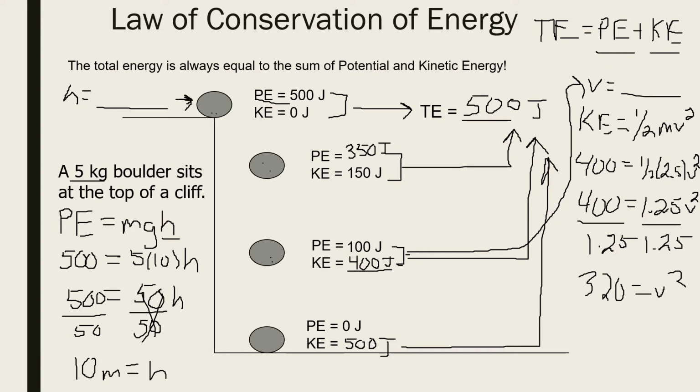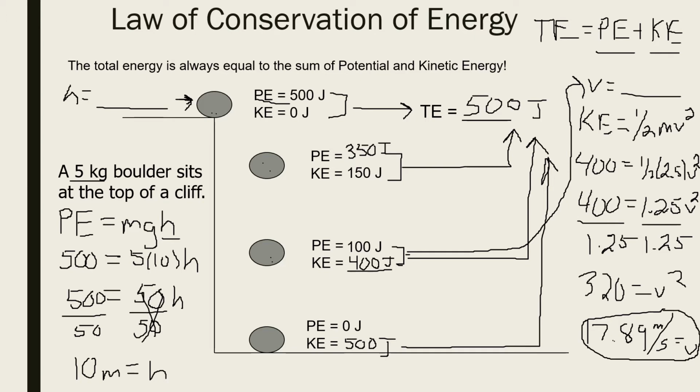And then I just got to square root that. And I get 17.89, because I rounded, meters per second is my velocity.